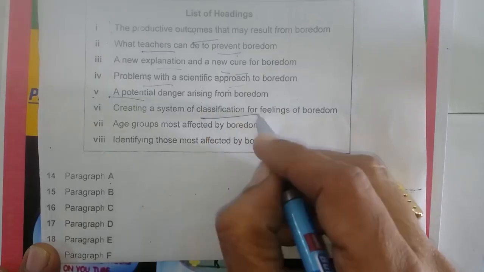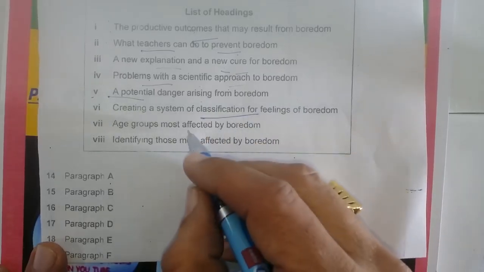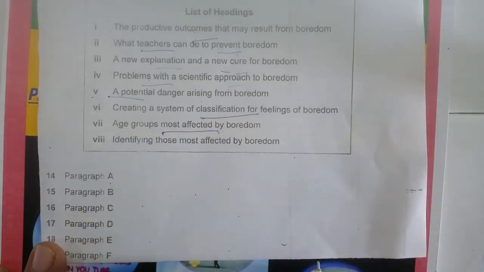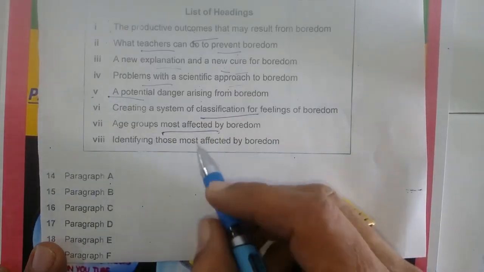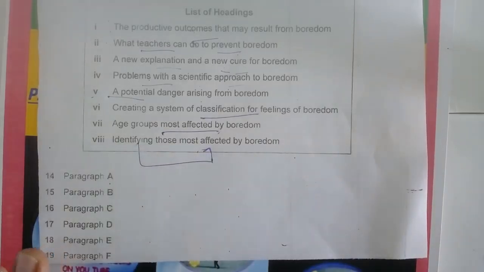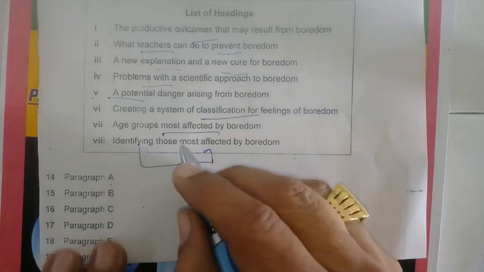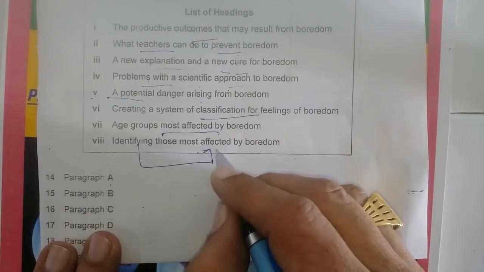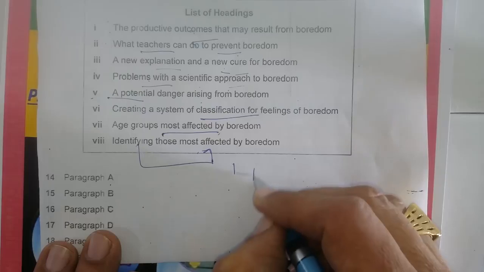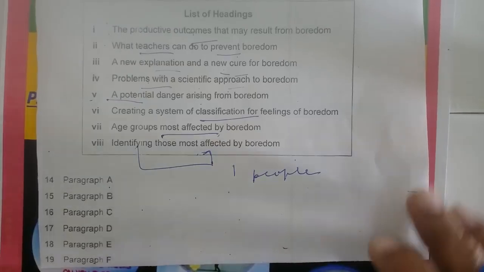Creating a system of classification, just underline classification. Age groups most affected, so underline this: identifying those most affected by. One thing you can check is that when it says identifying those most affected, it means we have to identify the number of people. If you understand these kinds of things, naturally you will get the answer in a short time.